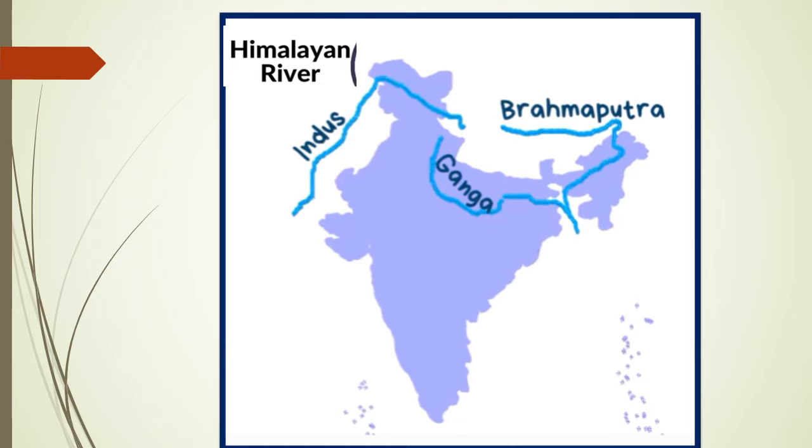Now children, you can see these Himalayan rivers have a long course, a long journey they travel right from the source to its mouth, from where it begins and where it ends. A long way they travel. All these three rivers have a long course before they empty out into the sea. During this journey, a number of erosional and depositional activities take place.